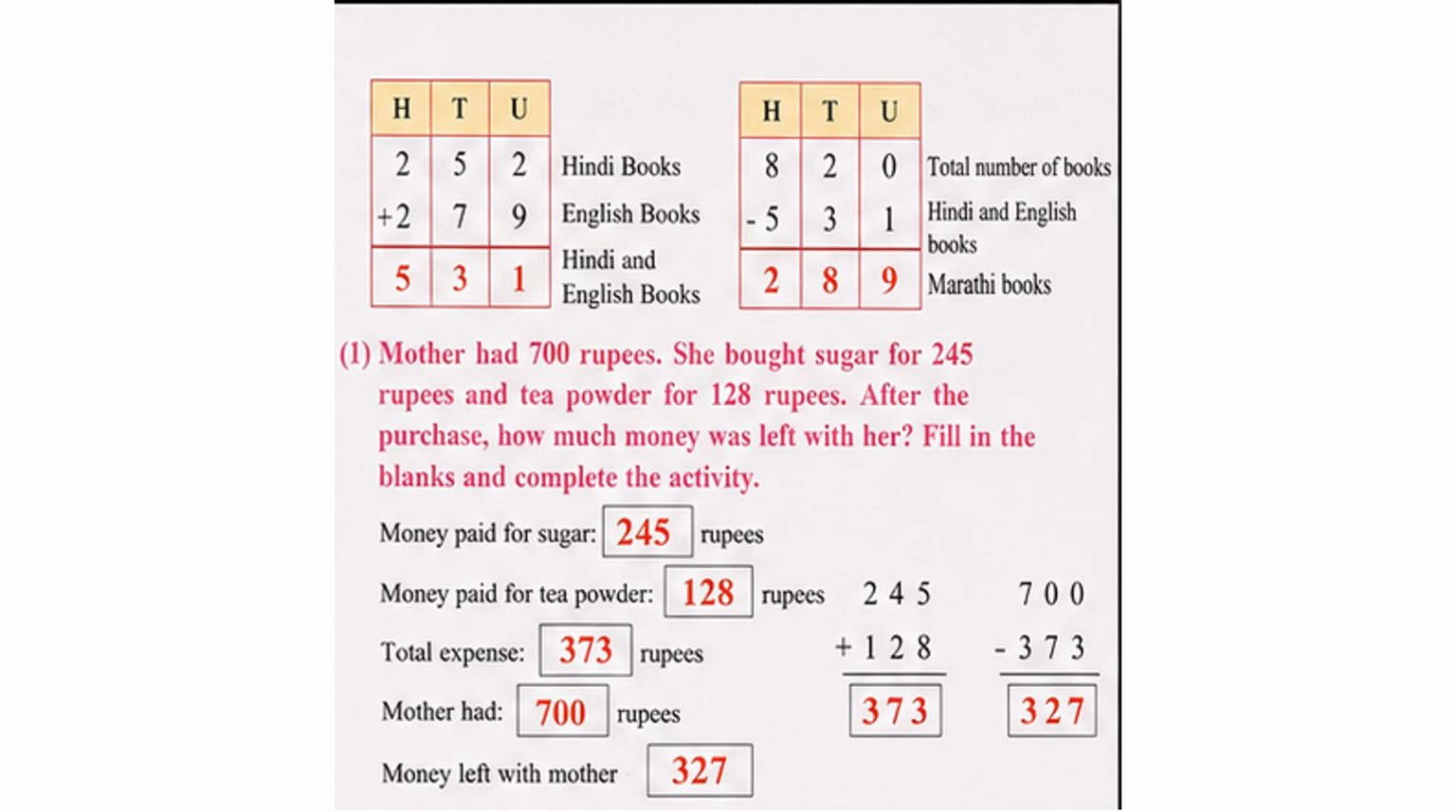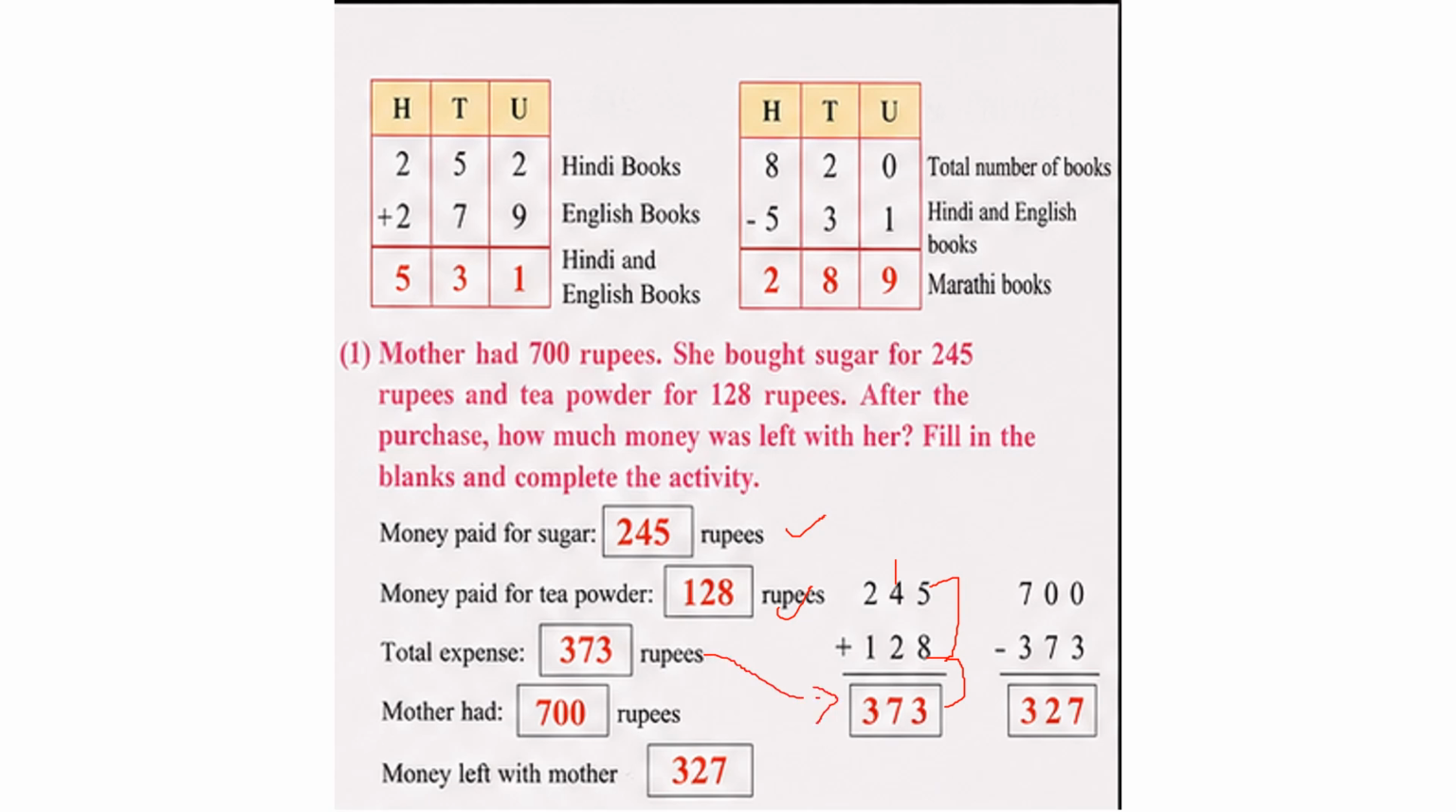Mother had 700 rupees. She bought sugar of 245 rupees and tea powder of 128 rupees. After the purchase, how much money was left with her? So she brought sugar for 245 rupees. This is clear. And tea powder for 128. So let's add that first. So we'll come to know the expense. So 5 plus 8. 9, 10, 11, 12, 13. 3 and 1 carry. 4 plus 1 is 5 plus 2 is 6, 7. 2 plus 1 is 3. So 373 rupees is the total expense.